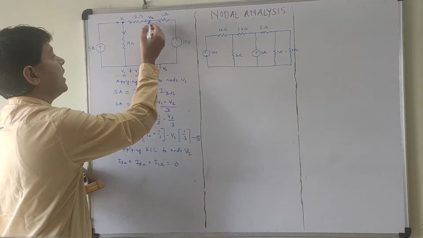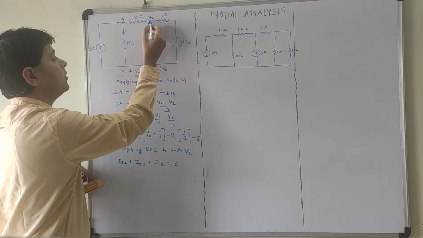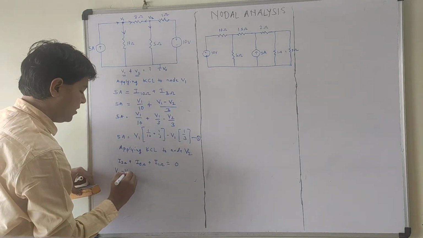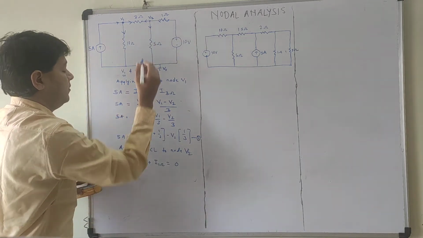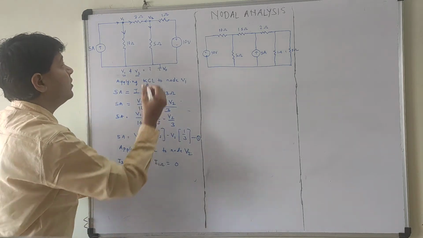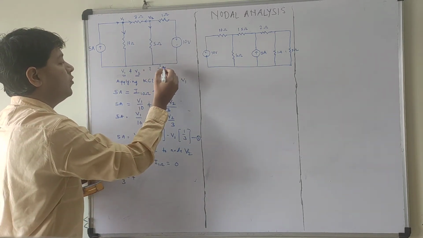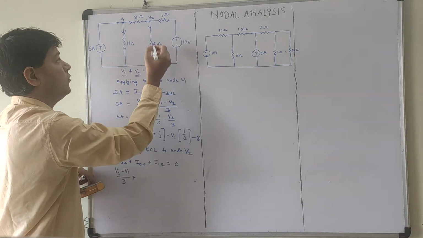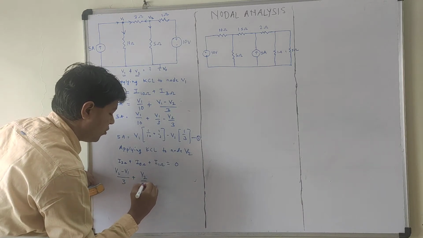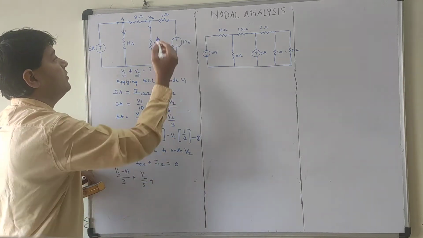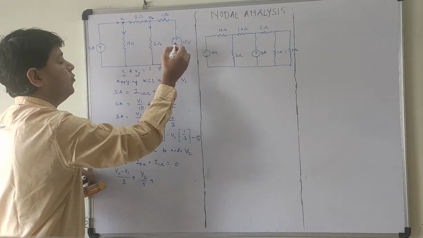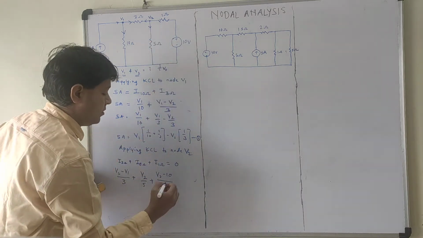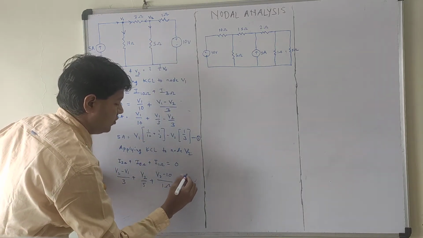Now what is I3 ohm? Again apply Kirchhoff's current law. Current flows from higher potential to lower potential. So this is given by (V2 minus V1) divided by 3, plus (V2 minus V0). V0 is 0 volt because this is the ground, so V2 minus V0 is V2 upon 5. Plus I1 ohm is given by V2 minus 10, because this is a voltage source, so (V2 minus 10) divided by 1 ohm is equal to 0.